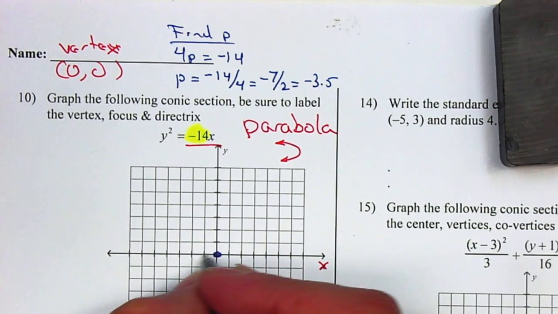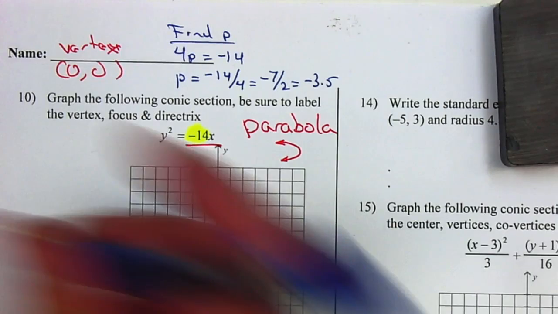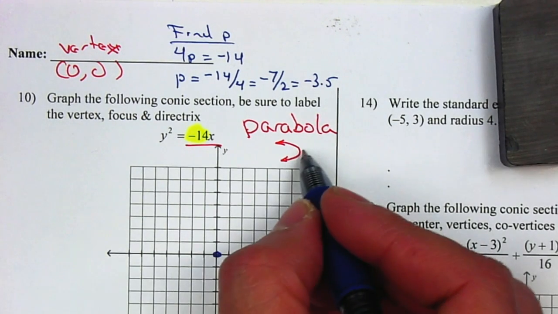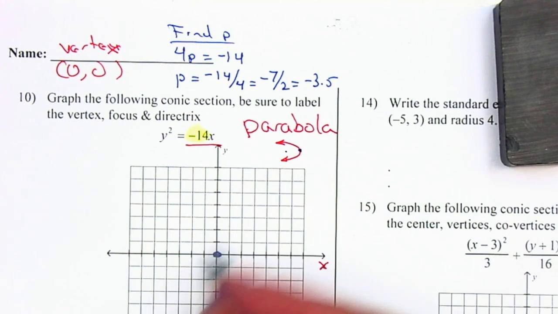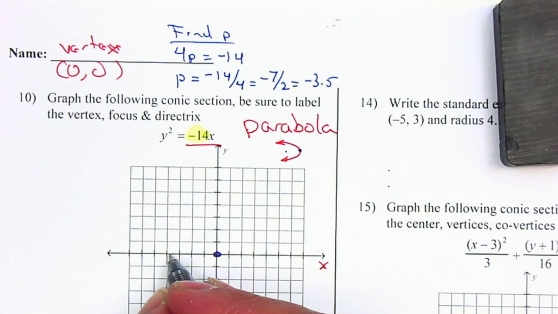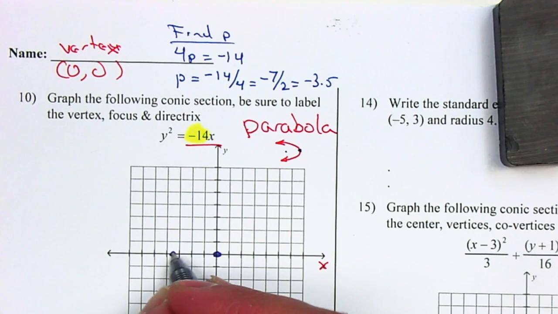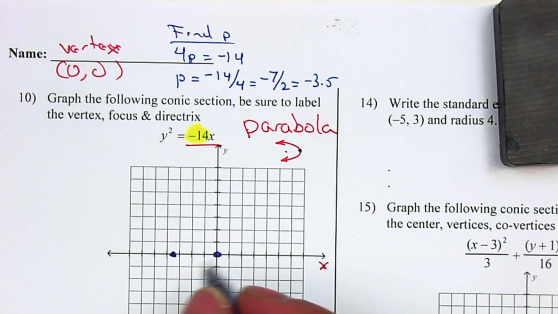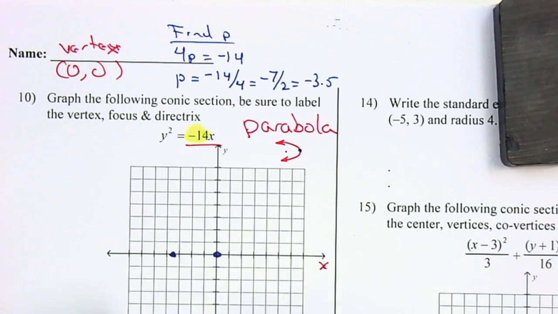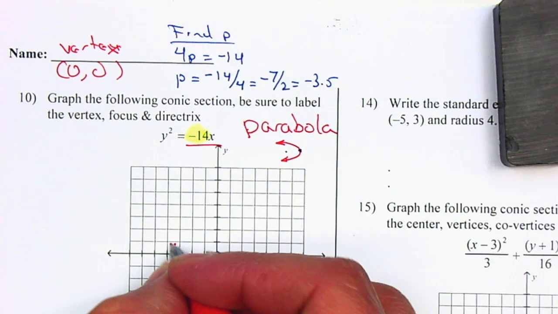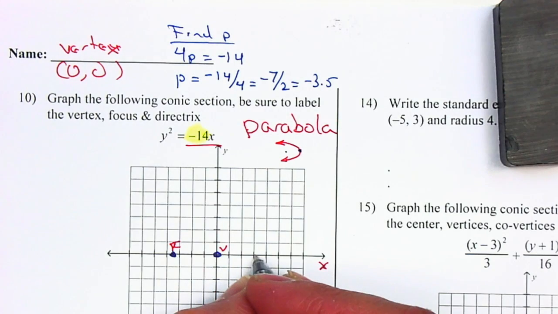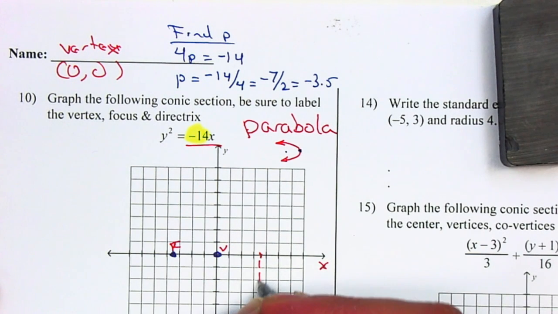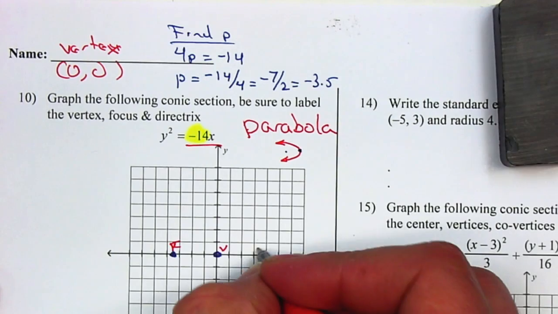So I'm going to go to the left 1, 2, 3. And why to the left? Because this is my vertex, and your focus will have to be inside. So it has to be 1, 2, 3.5, negative 3.5. Your directrix will be on the opposite side. So this is your focus, this is your vertex, and I'm going to go 1, 2, 3.5. And that'll be a vertical line in this case.